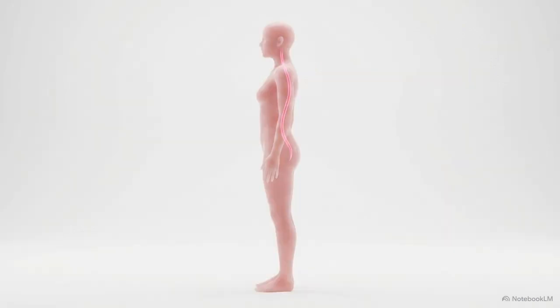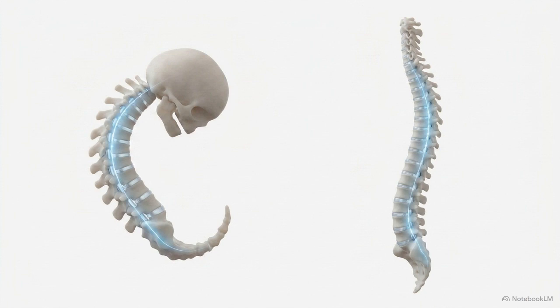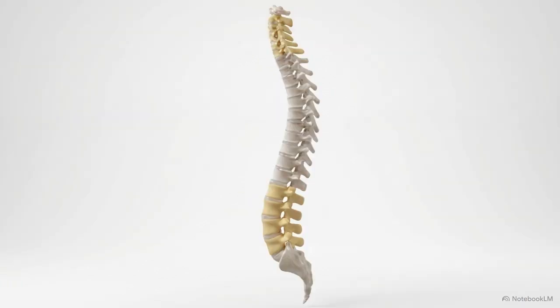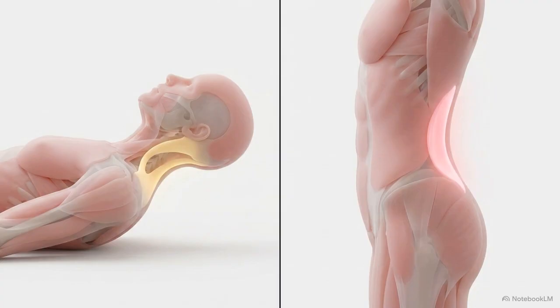Zooming out from individual nerve roots and facets, the aggregate alignment of these 33 segments determines human posture. The column naturally rests in an S shape. The thoracic and sacral regions contain primary curvatures that develop early in the embryonic and fetal periods. The cervical and lumbar regions contain secondary curvatures. These form only after birth, developing as an infant builds the strength to hold up its head and eventually walk.